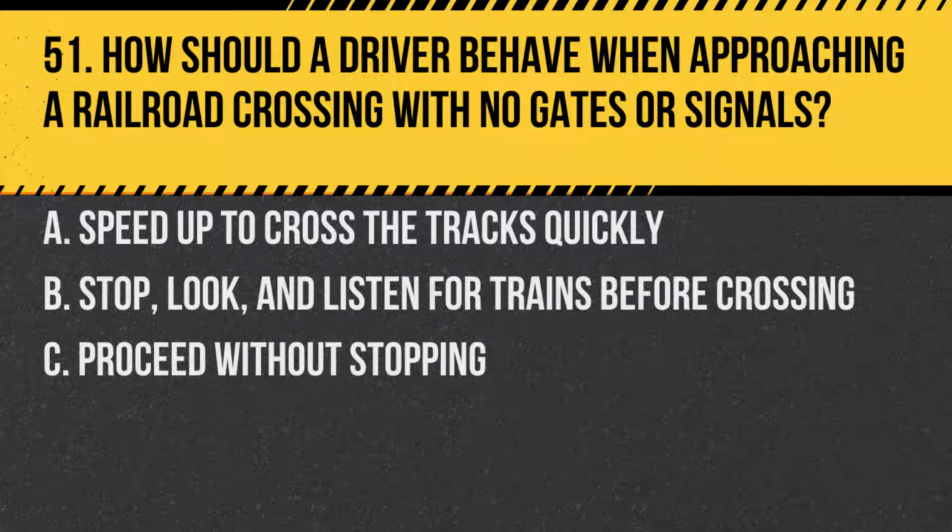Question 51. How should a driver behave when approaching a railroad crossing with no gates or signals? A. Speed up to cross the tracks quickly. B. Stop, look, and listen for trains before crossing. C. Proceed without stopping. Answer: B. Stop, look, and listen for trains before crossing. Always exercise caution at railroad crossings.